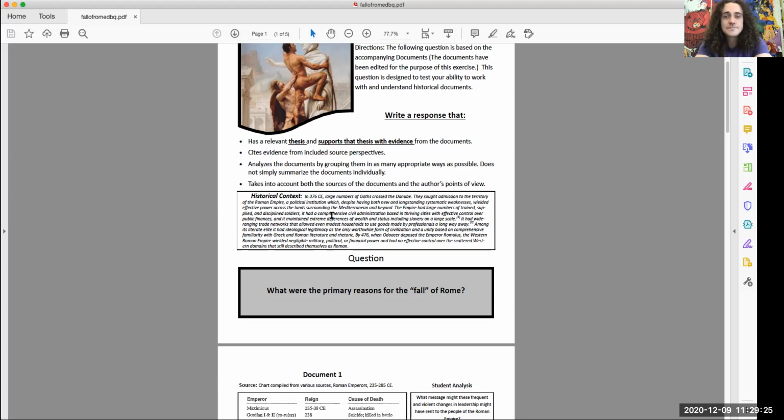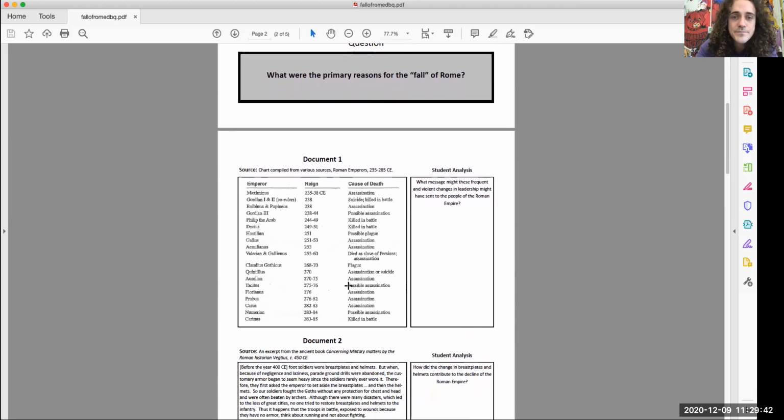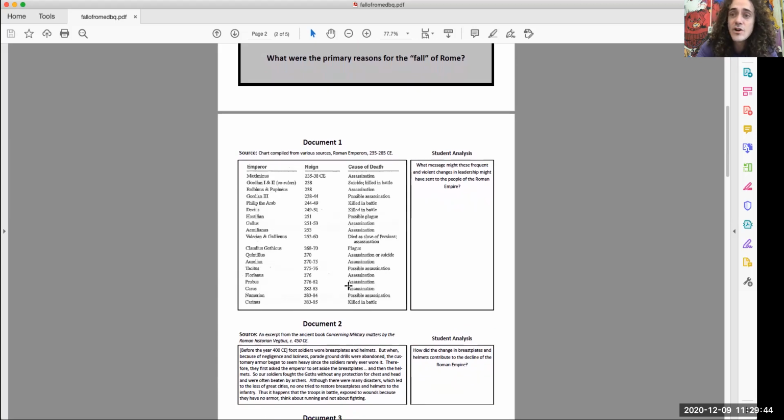So the question is quite simple. What were the primary reasons for the fall of Rome? It says reasons, so one of the things we need to look out for is having more than one. Duh, it's a five-paragraph essay. I cannot talk. So let's look at these documents one by one.